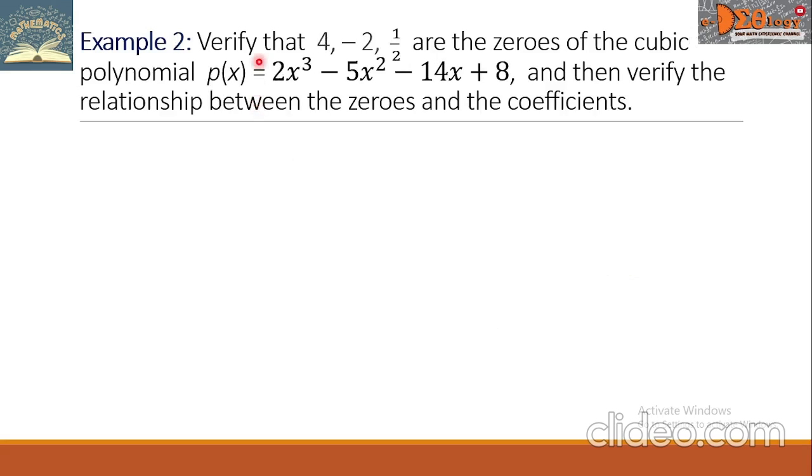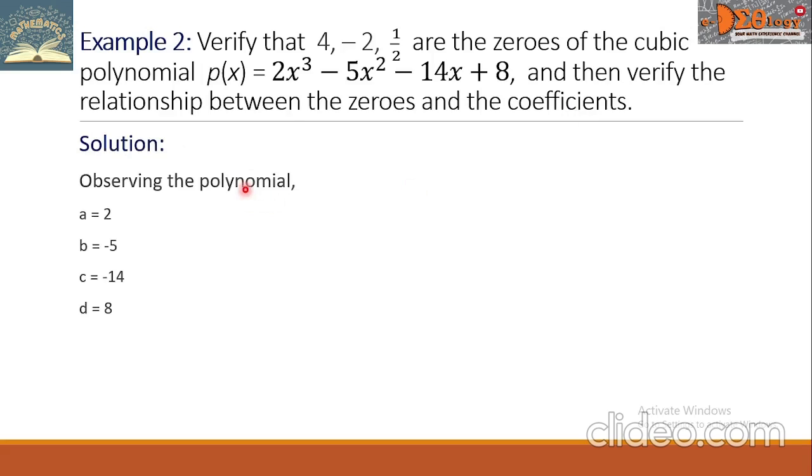Example 2. Verify that 4, negative 2, 1/2 are the zeros of the cubic polynomial p of x equals 2x cubed minus 5x squared minus 14x plus 8. And then verify the relationship between the zeros and the coefficients.